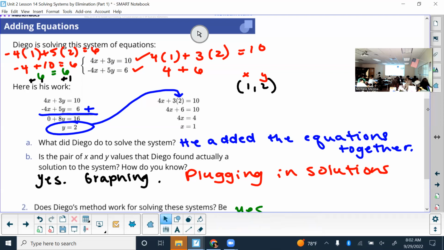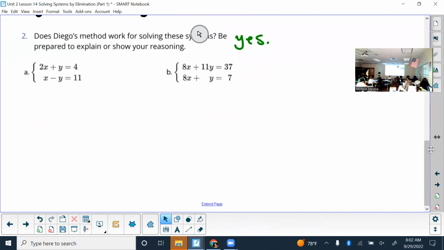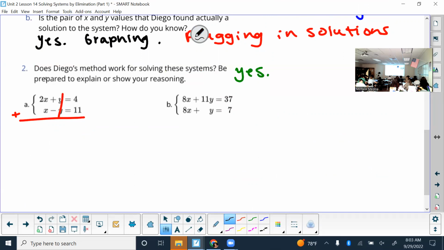So let's do a few examples. All right, so we're gonna use Diego's method to solve these systems. So could I add these together and get rid of one of the variables? What variable would be eliminated? Y. Good, because 1y minus y equals 0. So what's 2x plus x? What's 4 plus 11?